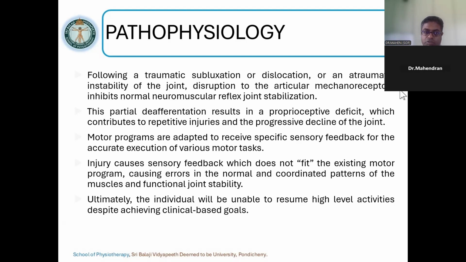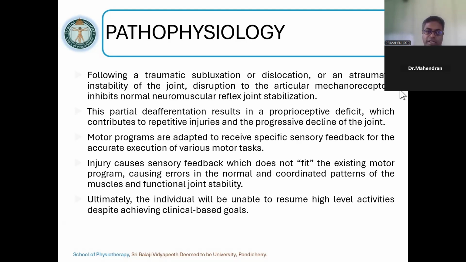In case of injury to the proprioceptors, this reflex mechanism will be damaged or malfunction. So by using the RNT technique, this reflexive mechanism could be restored properly. This partial deformation results in proprioceptive deficit, which contributes to repetitive injuries and progressive decline of the joint. So if this neural pathway is deficient, what happens? It leads to further or repetitive injuries. We also call it recurrence.